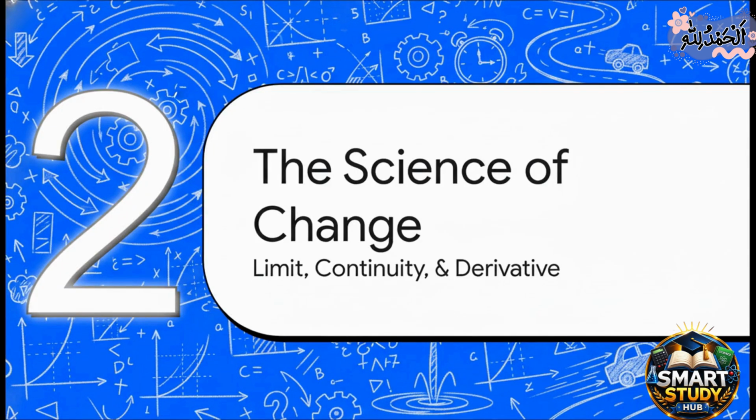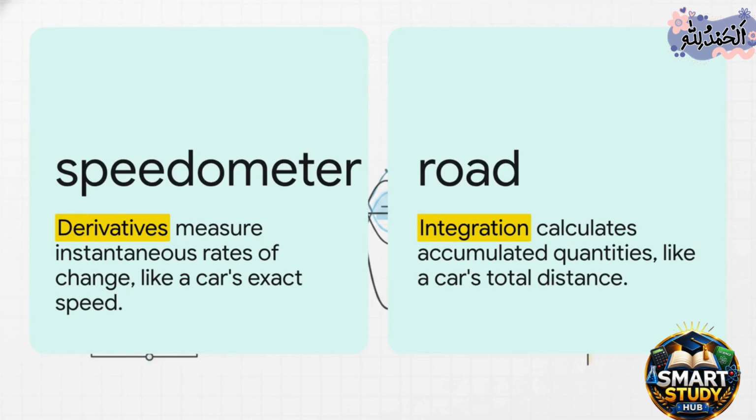But you know, the world isn't static, is it? It's constantly moving, constantly changing. And that brings us to calculus, which gives us the tools to understand the science of change itself. This is where things get really dynamic. And calculus really has two sides of the same coin, which this illustrates perfectly. On one hand, you've got derivatives. They're like your car's speedometer. They tell you exactly how fast something is changing at one single precise moment.